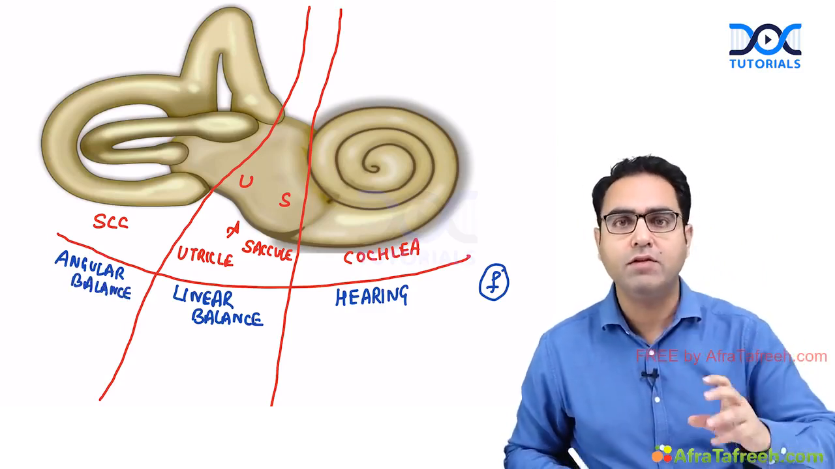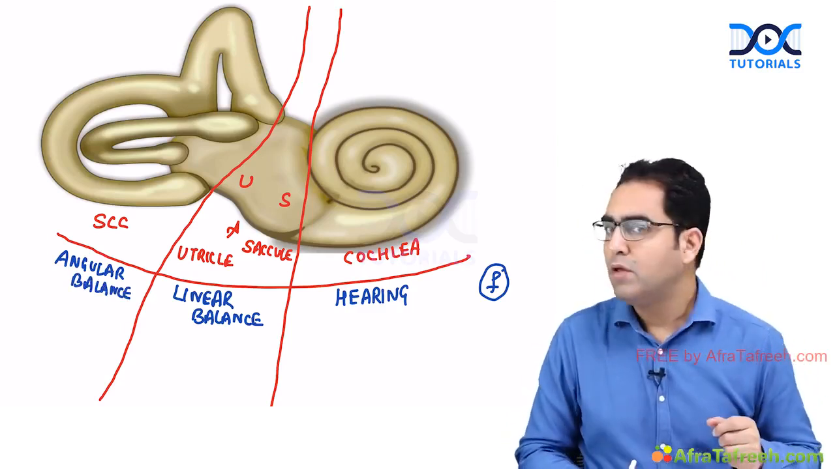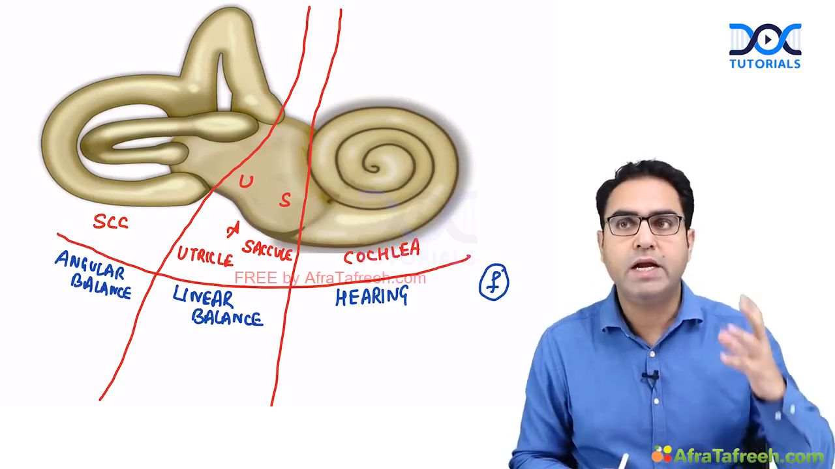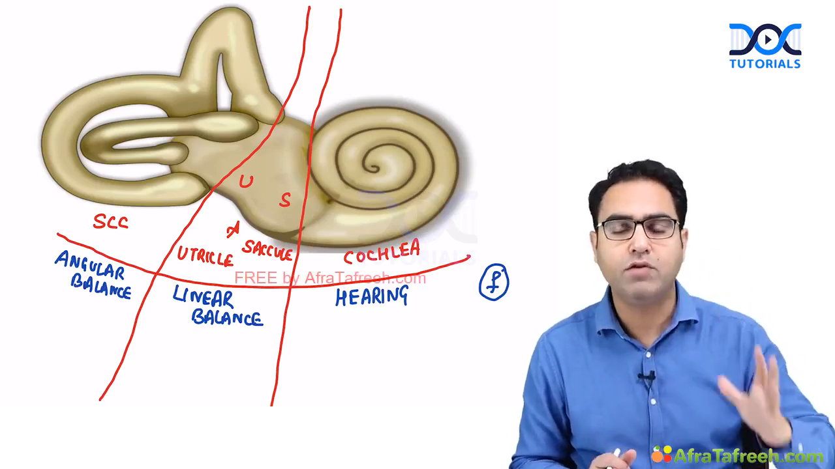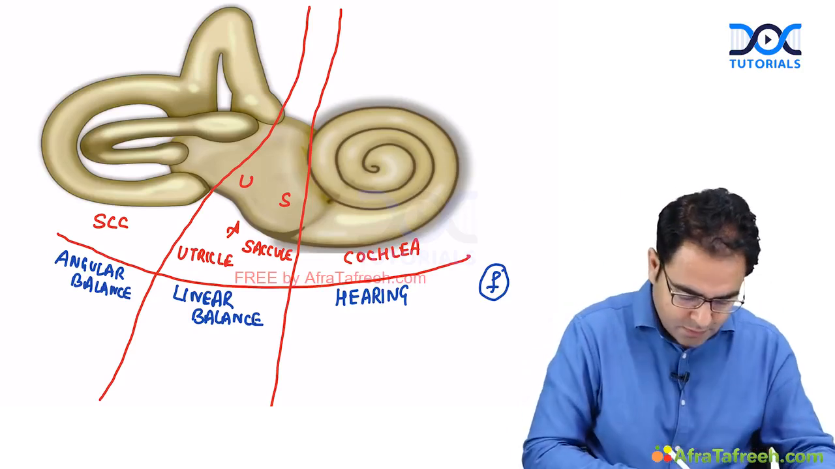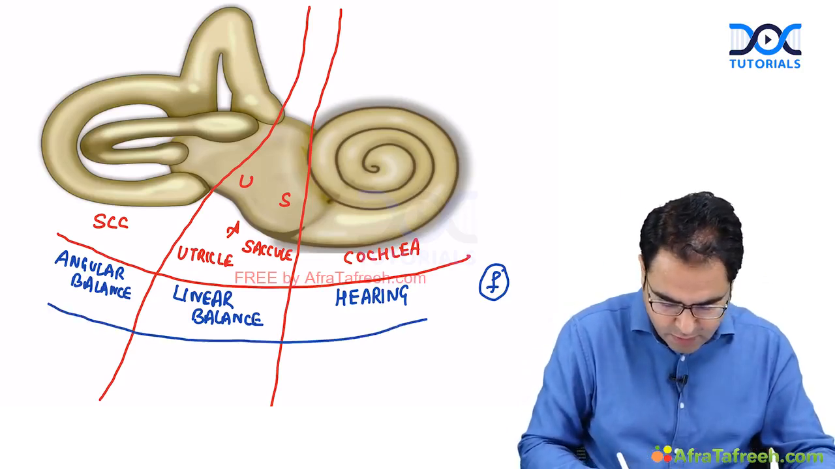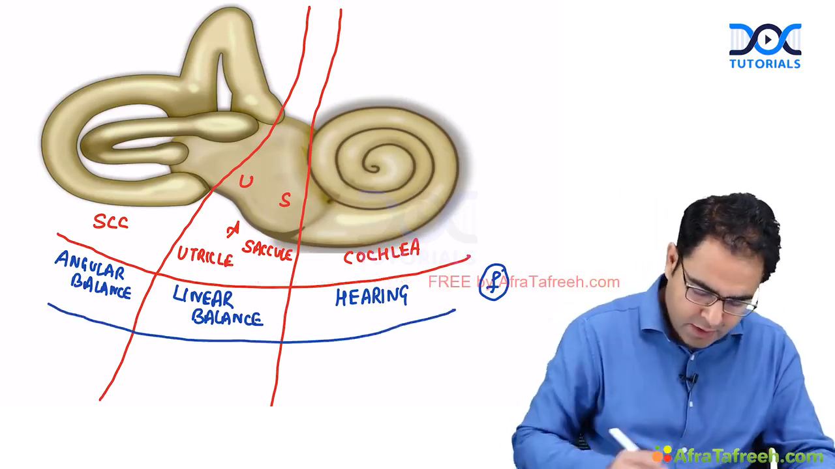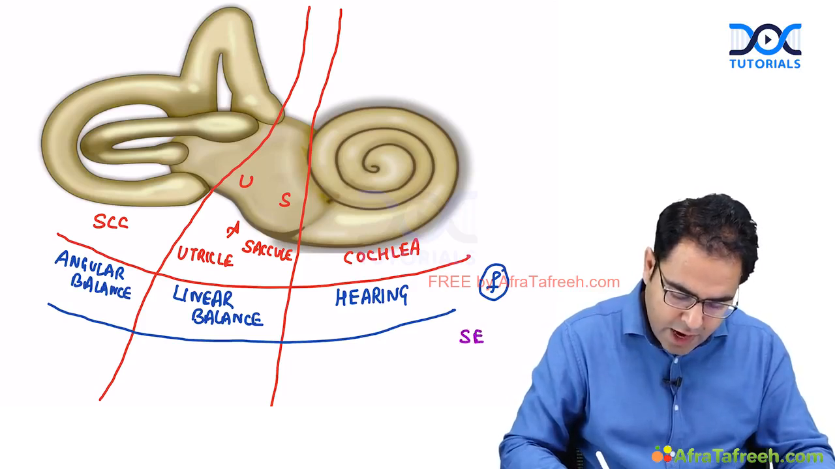When I say angular balance, you see when I look back like this, when I rotate my head, this is maintaining my gaze also, my balance also. This is angular balance. Okay, fine. Now, the third line. The third line is sensory end organ, means receptor.